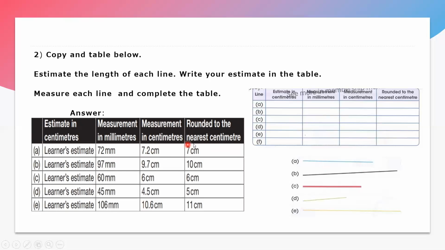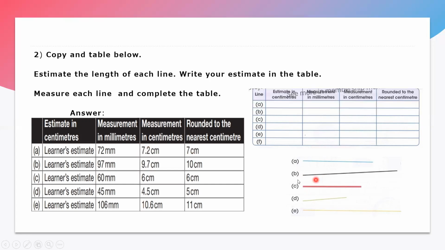Now here it is rounding to the nearest. It is 7.2. Rounding means if it is 5 or above, we are rounding to the next number, or if less than 5, we are just rounding to that number. So it is 7.2, so I'm just rounding it as 7.